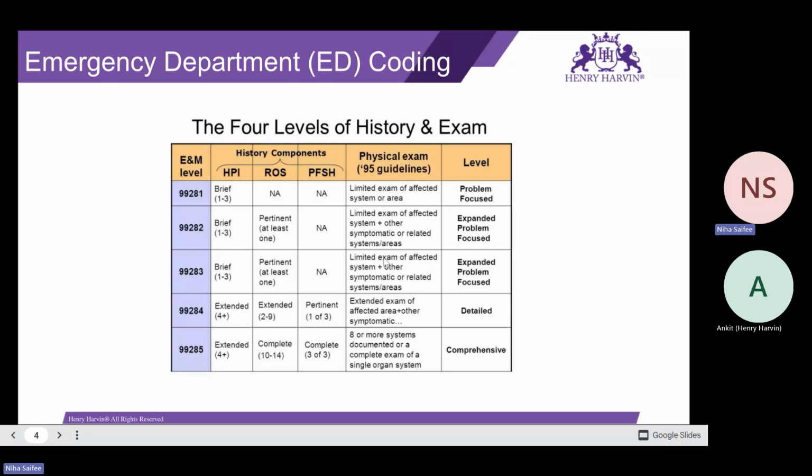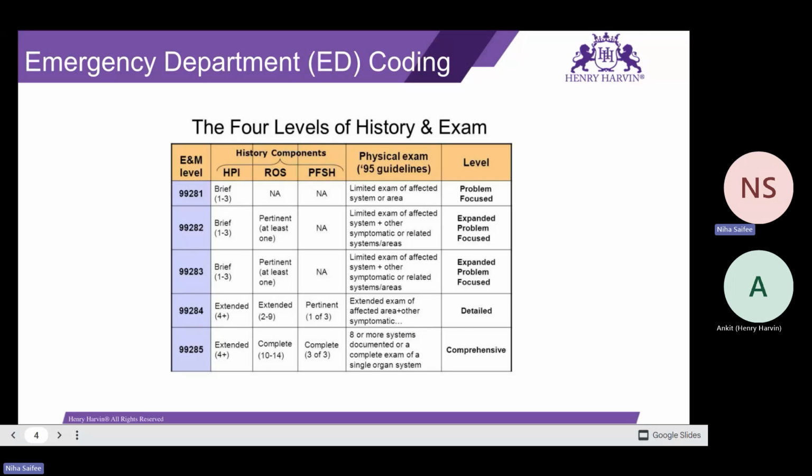Okay, if I see 99284, it is extended, so it's 4 plus. Here ROS is also more than one system is involved. Physical exam: extended exam of affected area and other symptoms, and level is detailed. So here the patient might be able to tell a lot about the problems it might be having.